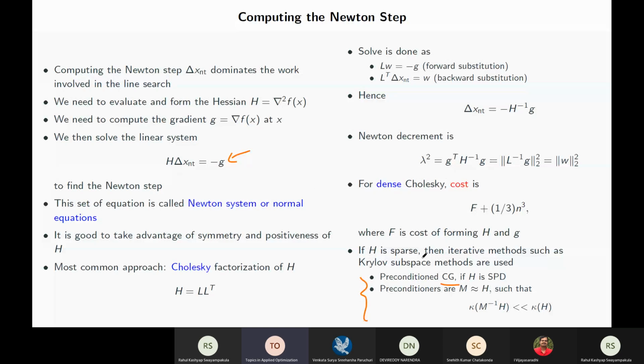So there is a theory of iterative methods. I'm not going into detail behind this. There is preconditioned CG to make your iterates faster and so on. You can use preconditioners and so on to make the convergence fast. So I can skip this part.